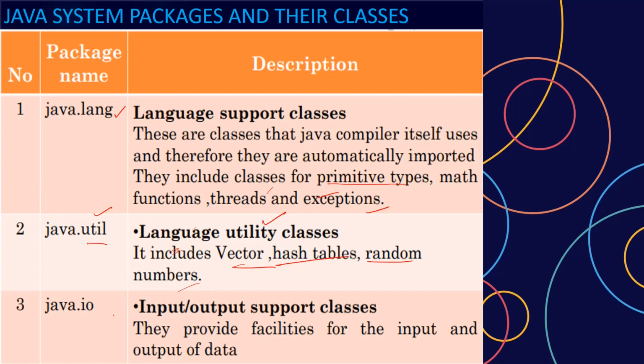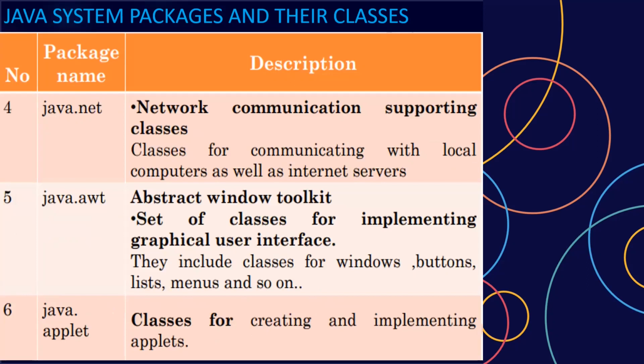Then afterwards we have java.io. This is input output. So input output supports classes. They provide facilities for input and output of data. Clear? And afterwards you have java.net. So in terms of your network communication, supporting classes, with local computers as well as internet servers.